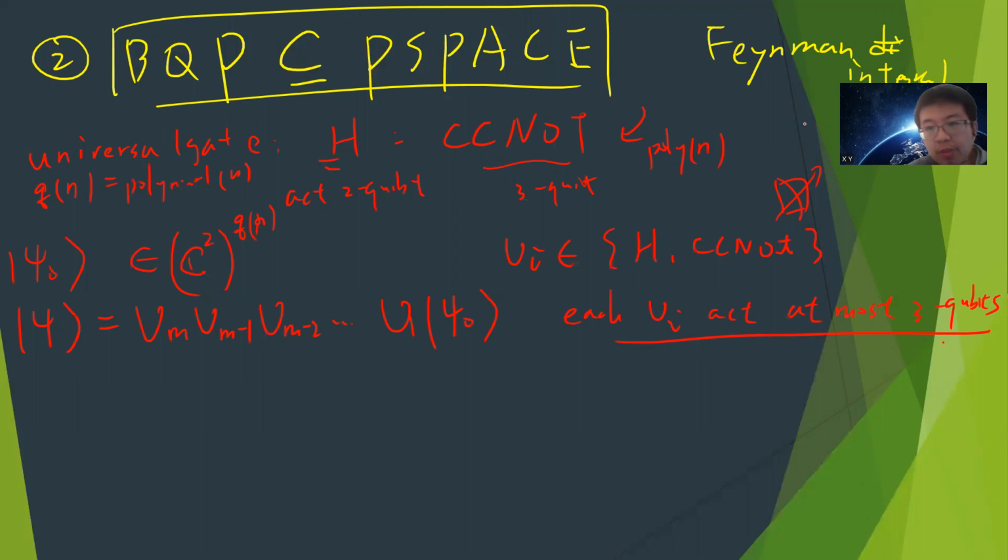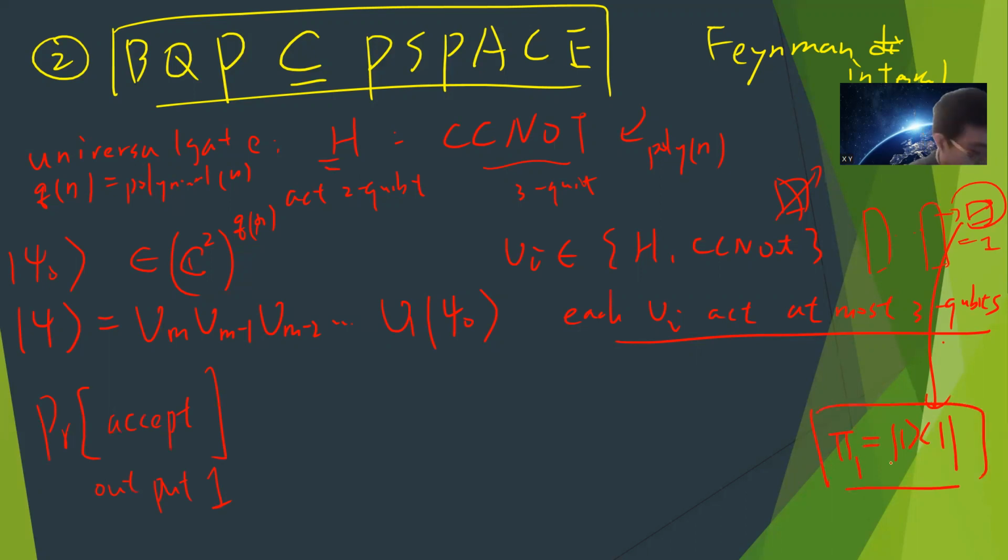Okay, and I only care about the output. So after all this circuit, I only care about the first qubit outcome. I only care about whether this outcome is 1 or 0. So the probability of accept, or basically output 1, you can write down this projector. Let's call it pi 1, a simple projector. So the probability is the expectation value of this projector.